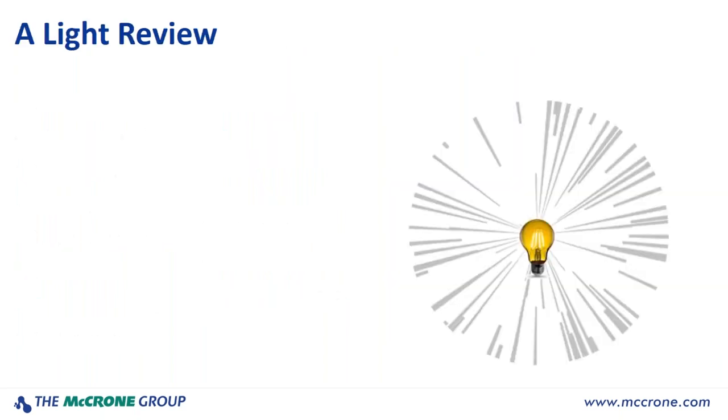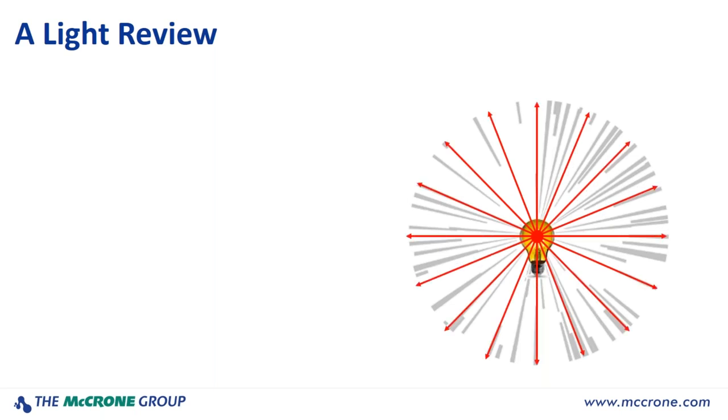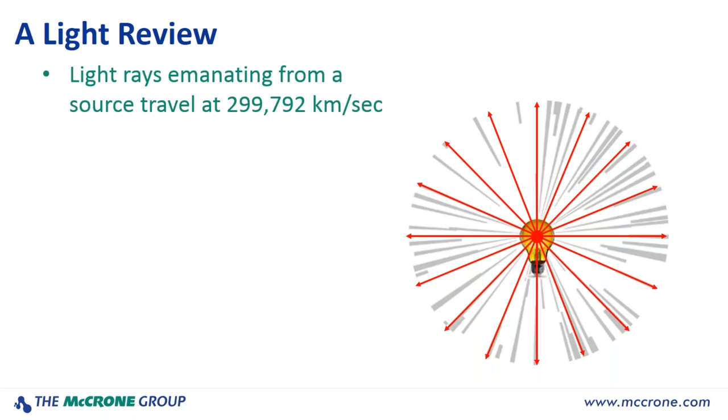A quick review of light, though, before we get started. Light, or visible light, is electromagnetic radiation within the portion of the electromagnetic spectrum that can be perceived. The primary properties of visible light are intensity, propagation direction, frequency or wavelength spectrum, and polarization. Its speed in a vacuum, approximately 300,000 meters per second, is one of the fundamental constants of nature.